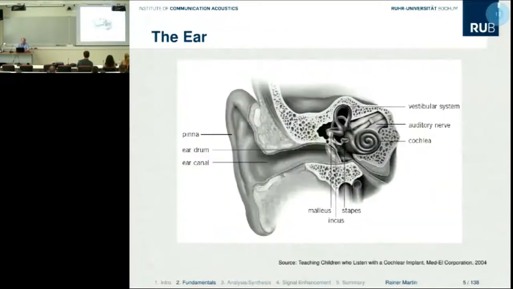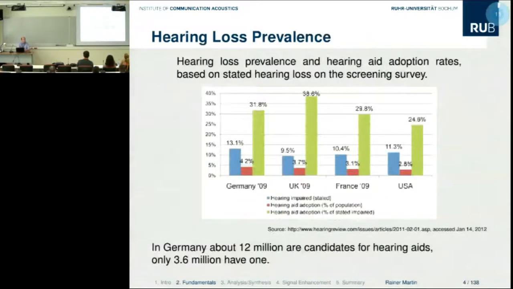Okay, some facts about the ear. You probably have, yeah. Yes.